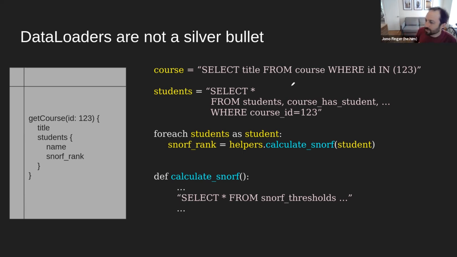Okay, so let's look at this query where you're getting a course and a title and a student, and then they have a SNORF rank. That's just a made up number. I'm saying it's a rank of a student, how good they are at the course or something. So let's see this implementation. First, you're doing this select ID in there. That's good. They're doing an inquiry, so that's a batch query. That's good. Now you have all the students.